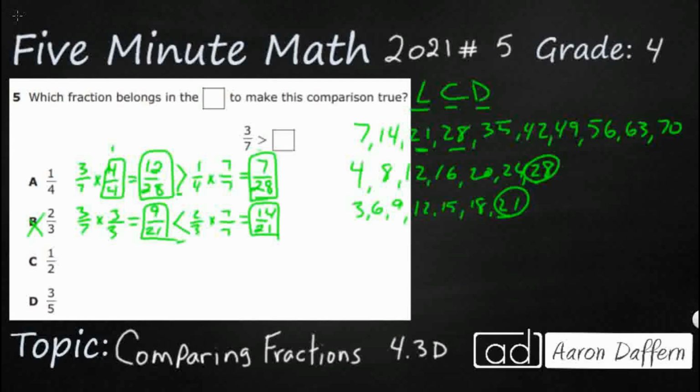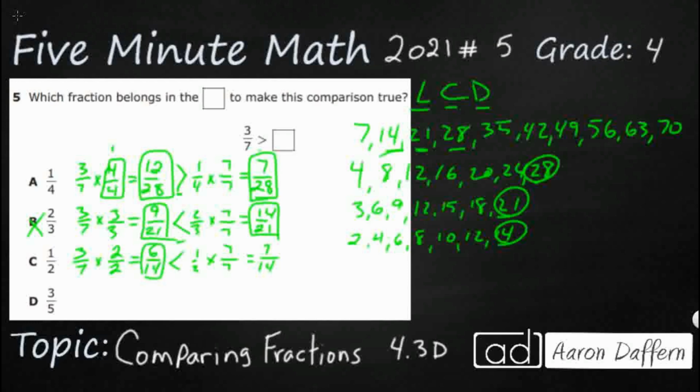Let's check our 2's. 2, 4, 6, 8, 10, 12. There we go. 14 right there. So we're going to change our 3/7 into 14ths. Well, that's pretty easy. That's going to be 7 times 2. We just double it, so 3 times 2 makes 6. And now we've got our 1/2 into 14ths times something. It's also going to be times 7. 7/7. So that's 7/14. So 6/14 is just barely less than 7/14. I need a greater than, so it is not C.